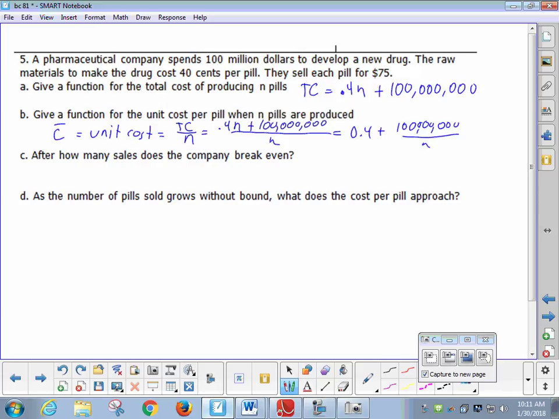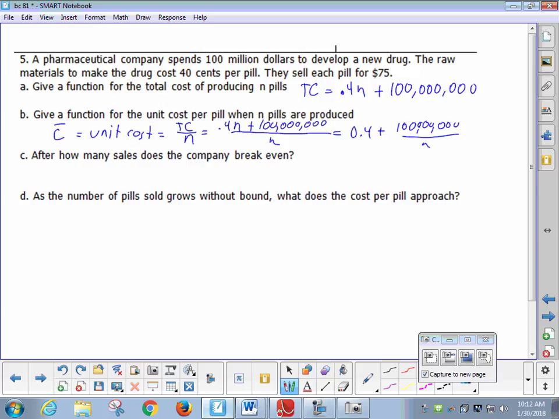What's going on there? The cost per pill amounts to the raw materials that pill costs plus the share of the 100 million R&D that pill bears, right? Yes. When you make one pill, that one pill is bearing the whole 100 million. But if you make 2 pills, each of those pills is only bearing 50 million. If you make 10 pills, each one is only bearing 10 million. So the cost per pill is always going to be the cost of the actual physical components of the pill, and then its share of the R&D. You with me? All right.